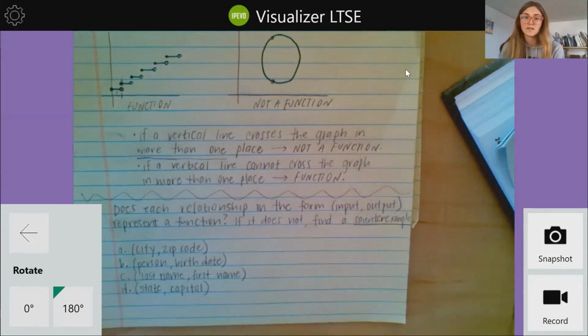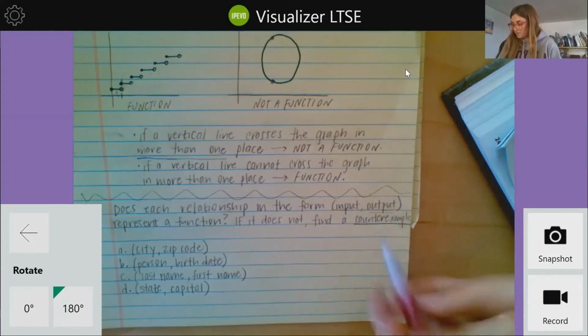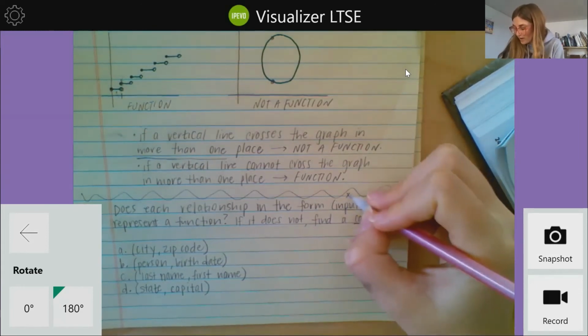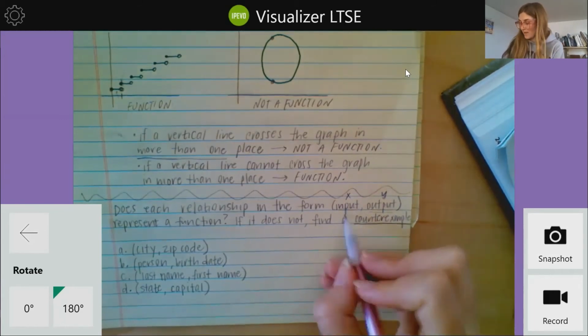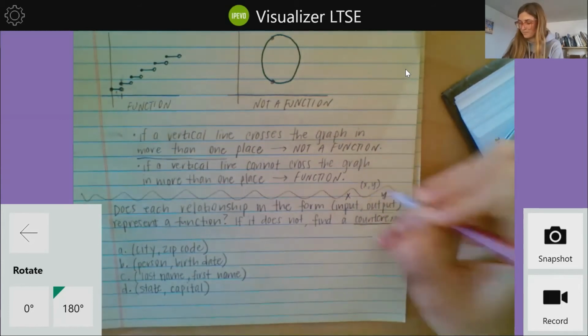Right? Now let's look at an example of a few different relationships that exist in real life, and we're going to determine whether or not these relationships represent a function. So they're all given in the form input first, output second. Again, just keep thinking about our inputs are generally our x, and our outputs will generally be our y. That's why it's in that order, just like the ordered pair x and y.